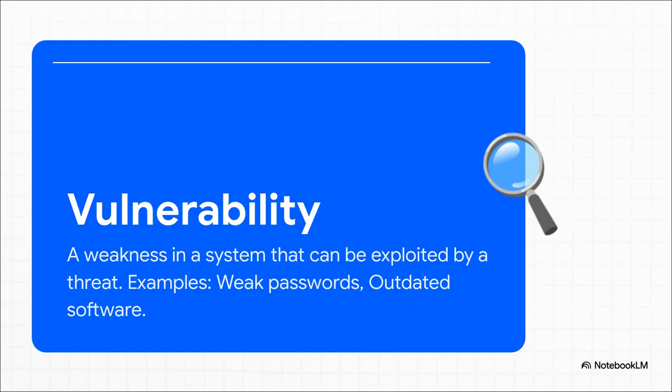But here's the thing. A threat is only really dangerous if it has an opening it can exploit. And that opening, that's what we call a vulnerability. It's just a weakness in the system. A super weak password, that's a vulnerability. Software that hasn't been updated in forever, huge vulnerability. It's literally the chink in the armor that a threat is looking for.